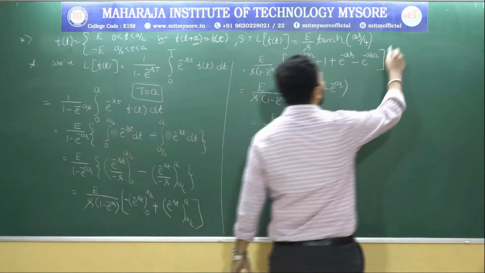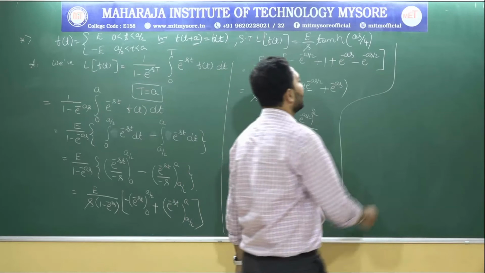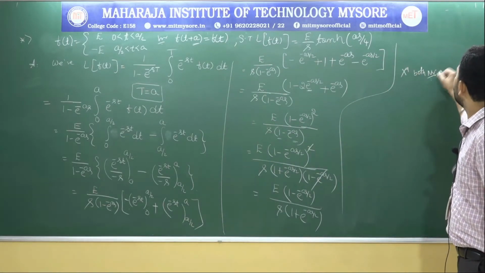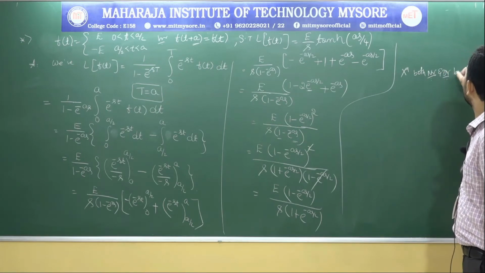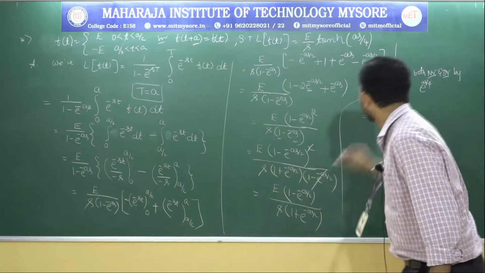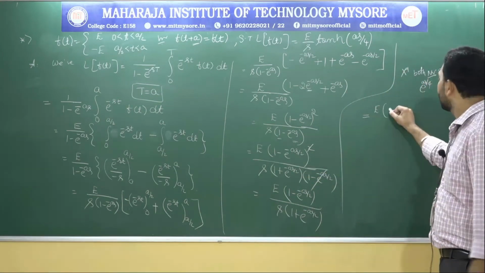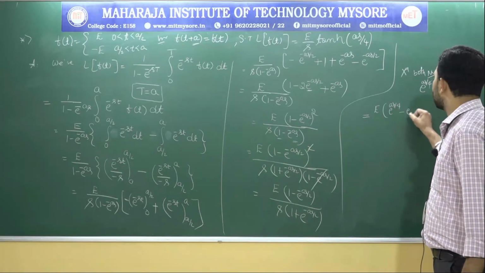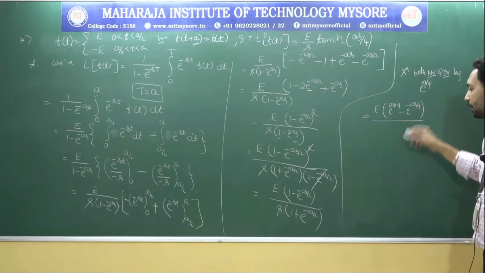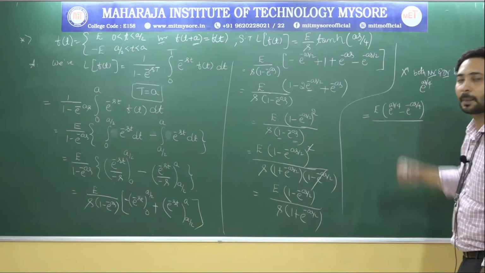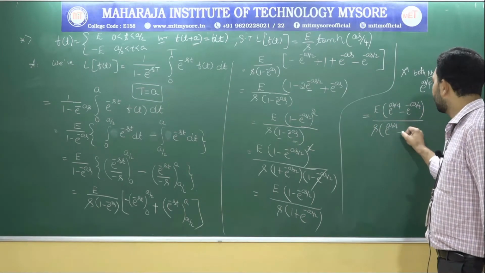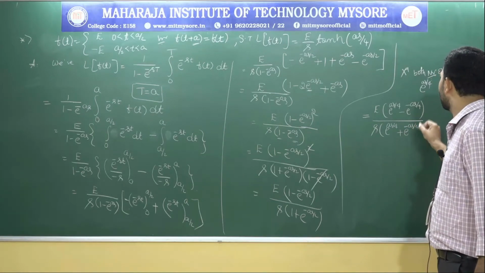So multiply both numerator and denominator by e power as by 4. We will get e into (e power as by 4 minus e power minus as by 4). We did it in the last problem also. Minus 1 by 2 plus 1 by 4 is minus 1 by 4. S into (e power as by 4 plus e power minus as by 4).